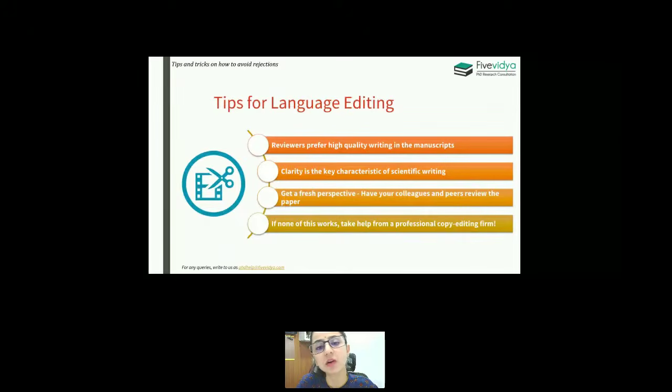The tips you can follow here is that the quality of writing of your manuscript should be good, as the reviewers prefer high quality writing in manuscripts. The clarity of the terms should be there, and you should use a fresh perspective while preparing your manuscript. And if none of this works, you can take help from a professional copy editing firm.